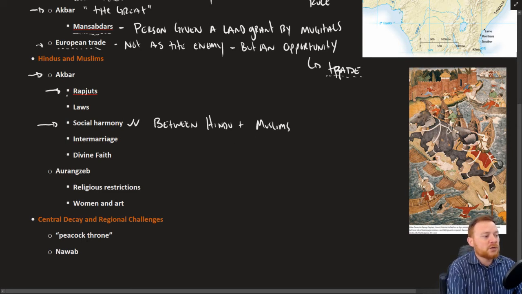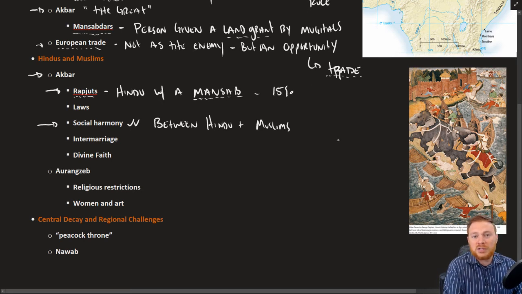One was to appoint Rajputs. A Rajput is a Hindu with a mansab. A mansab is simply the name for the land grant. A mansabdar is a person who had been granted land. So this was a Hindu. And under Akbar, about 15% of all land grants were given to Hindus as a way to show that there wasn't exclusion of Hindus, that they were included in some ways.